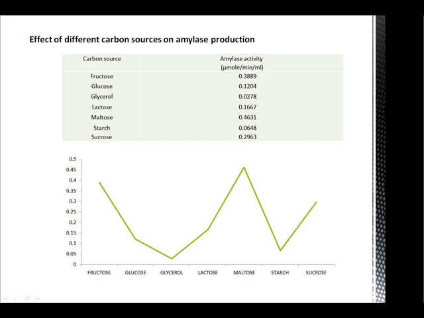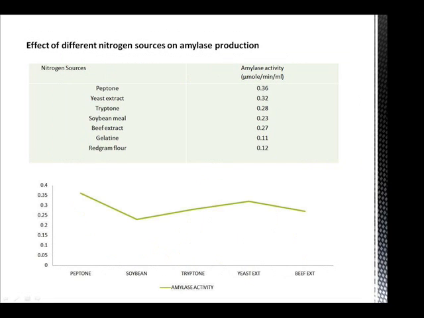The effect of different carbon sources on amylase production was studied using carbon sources like fructose, glucose, glycerol, lactose, maltose, starch and sucrose, and it was found that maltose gives the maximum results. Similarly, the effect of different nitrogen sources on amylase production was studied using various nitrogen sources like peptone, yeast extract, tryptone, soybean meal, beef extract, gelatin and red gram flour.